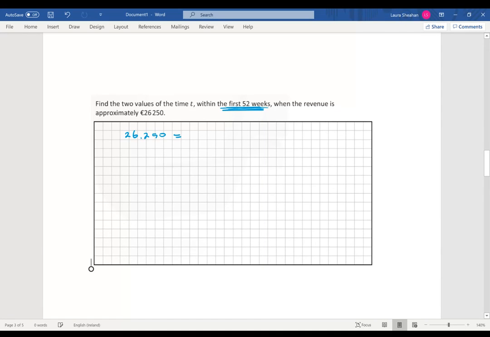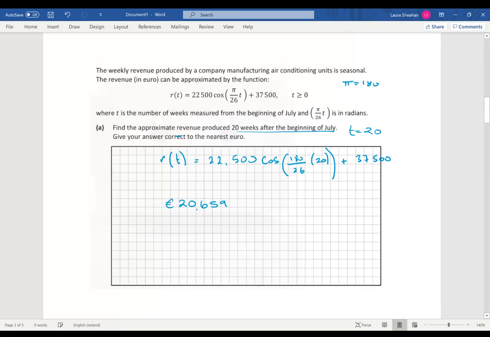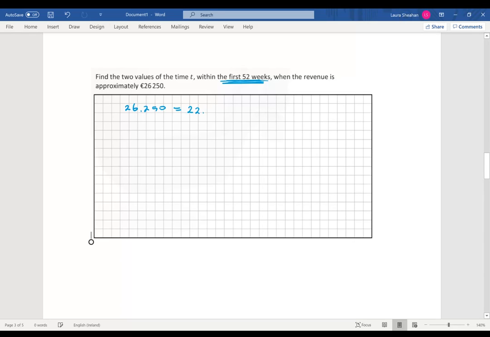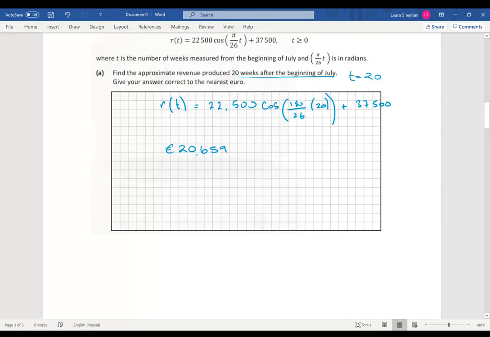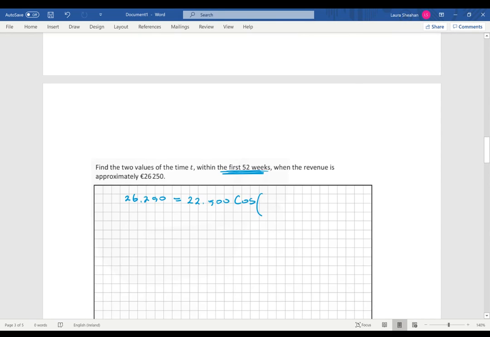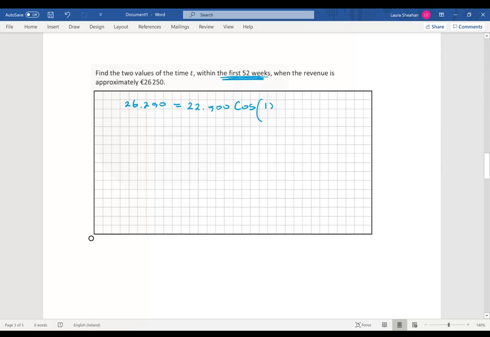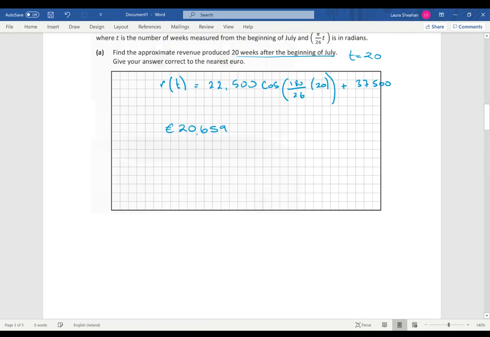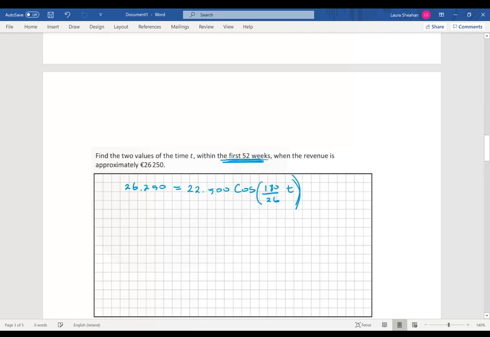So this time I have 26,250 is equal to, I just have to go back up to get my function, 22,500 cos. I'm going to use 180 over 26. I don't know my time. 180 over 26t, plus 37,500.